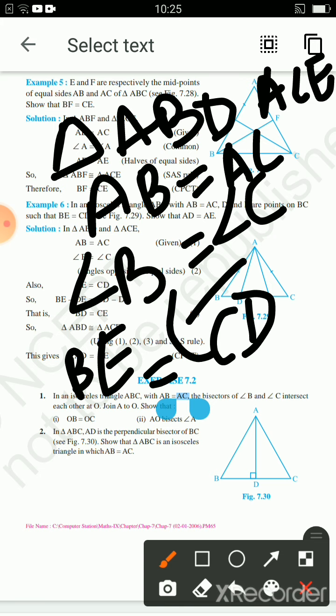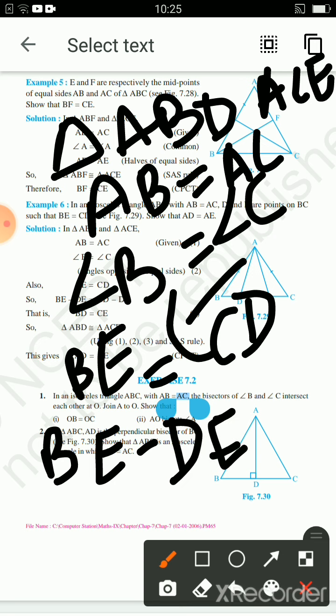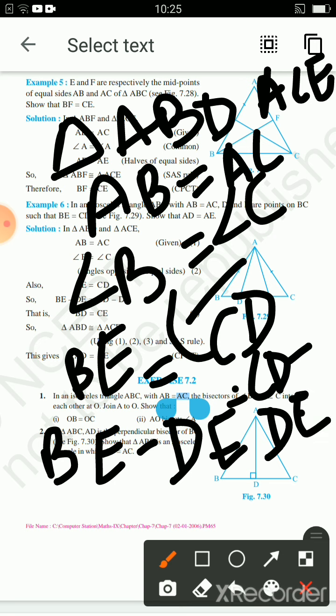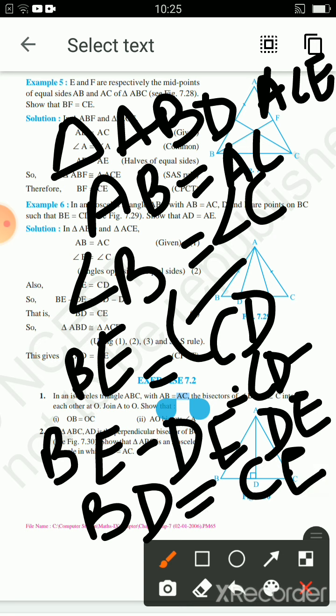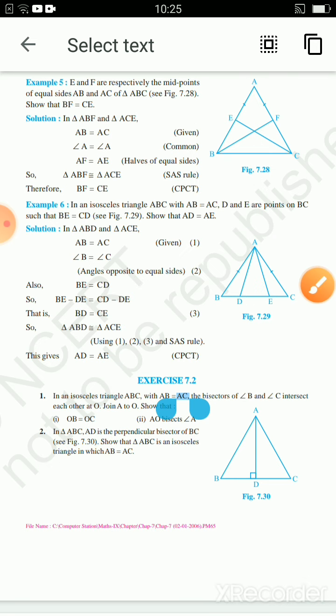So now when you subtract a particular part from it, that is, when you subtract DE from BE and also DE from CD, they will still remain equal. So what will be equal? BD is equal to CE. So the triangles will be congruent by side, angle, side. Now when the triangles are congruent, you can say AD is equal to AE by CPCT.